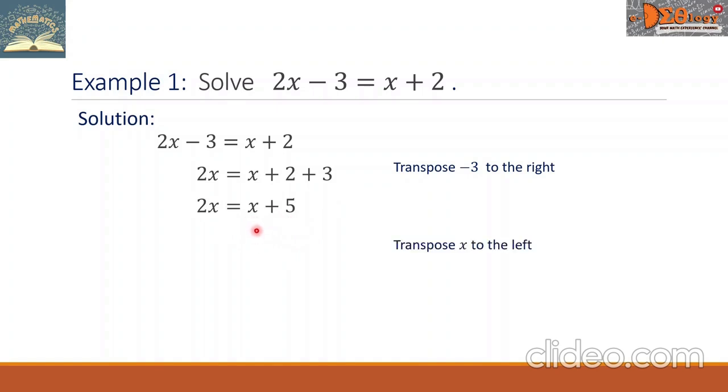Now, let us transpose this x to the left. So, the left side becomes 2x minus x equals 5. The left side is simplified into x equals 5. This is now the solution of the equation.